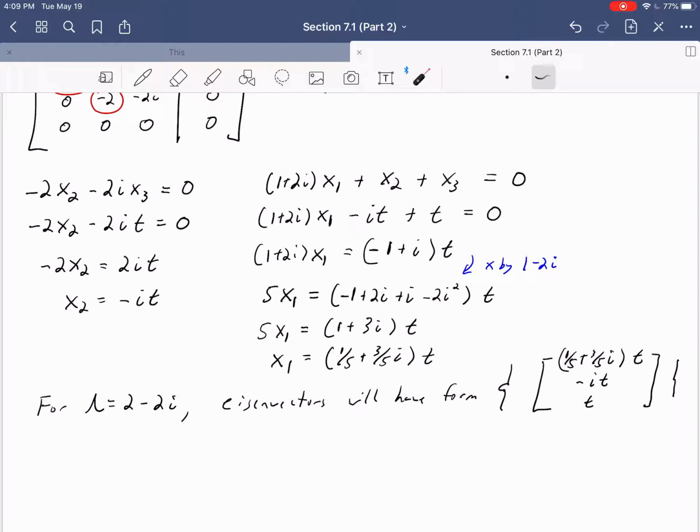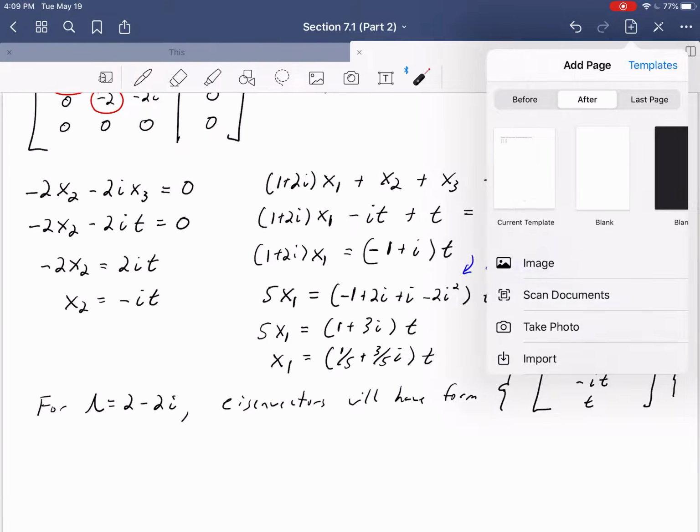And what we're going to see, and this is a general rule which we'll state after we finish our example, is that the eigenvector will actually be the conjugate of our eigenvectors here. So the actual eigenvectors for the conjugate of the eigenvalue are the conjugate of the eigenvectors. So let's go ahead and see that. We'll get one more page here.